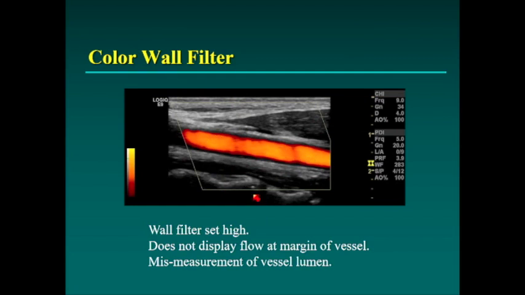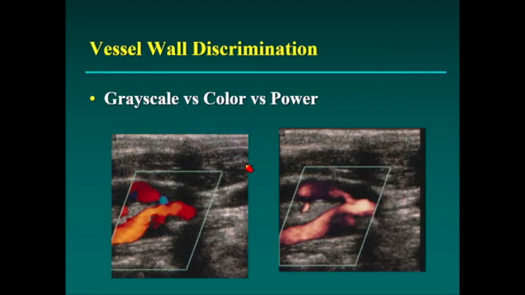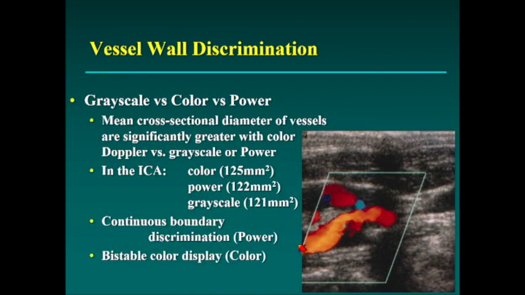One we have already alluded to is the wall filter. If you set that too high, you will narrow your estimate of the patent lumen. But also, if you choose color or power or grayscale, you'll get different numbers. And here's an example of that. This is color Doppler, this is power Doppler. And you can see that the color Doppler looks wider. You would measure this as wider than if you measured it in power. Well, which one is the more accurate? Well, the answer is the power is more accurate.